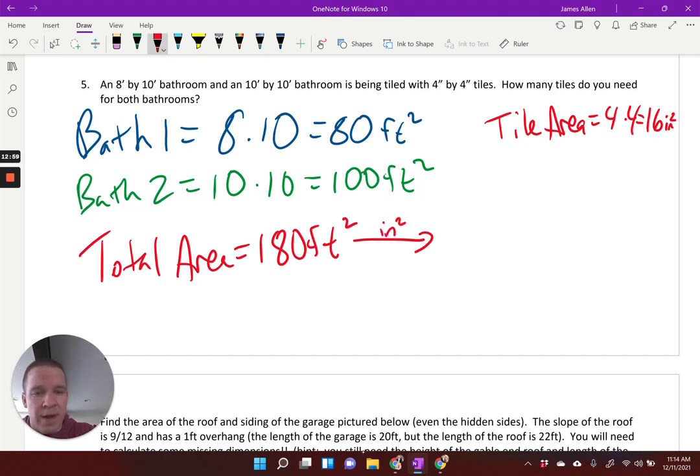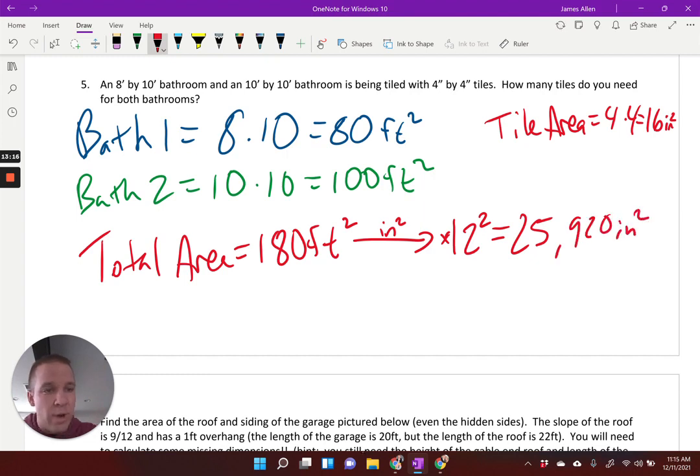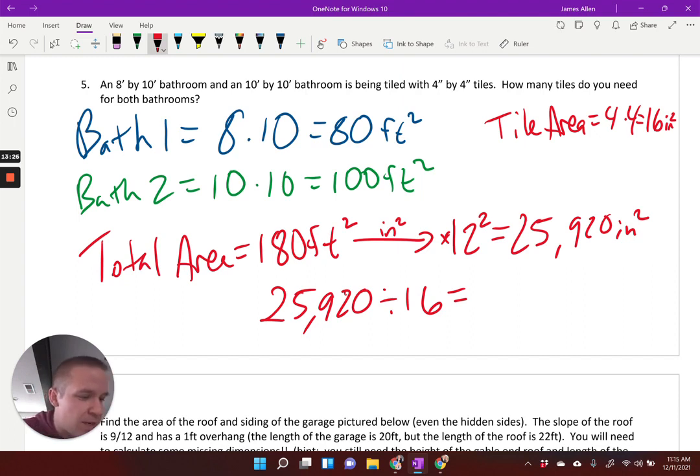So I need to multiply by 144, or I'm going to say 12 squared. So 180 times 12 squared, or 144, is going to be 25,920 inches squared. And now I can take that 25,920 and divide it by 16. That's each tile. So divide that by 16. I just got it in my calculator right now. No big deal.